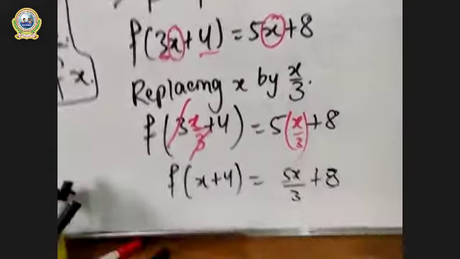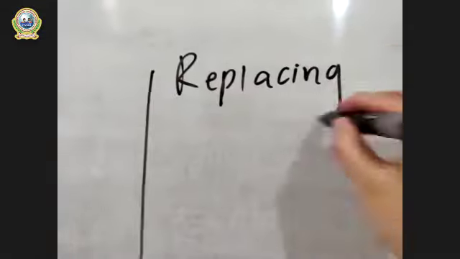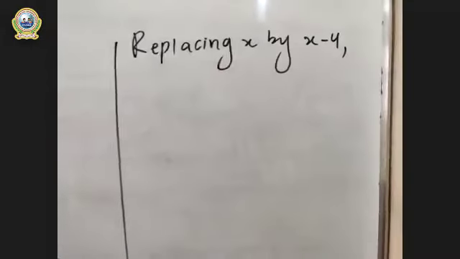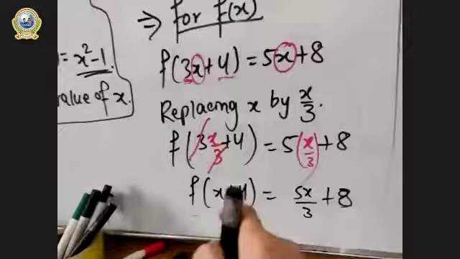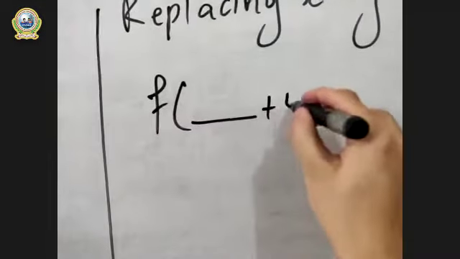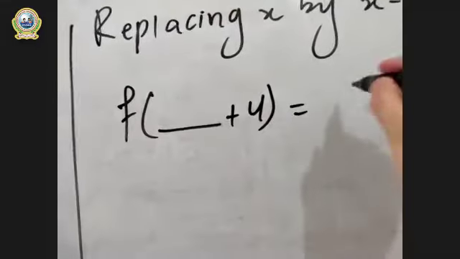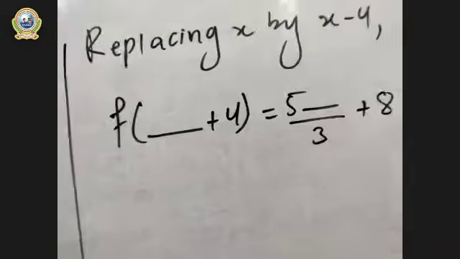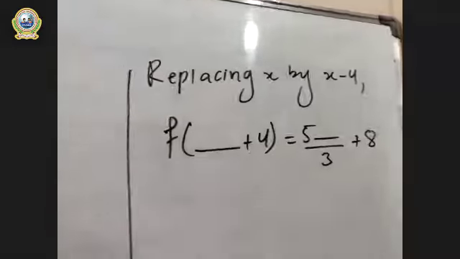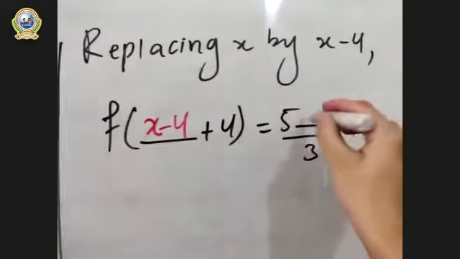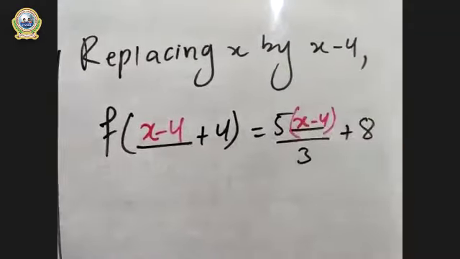So now do the further process. Now write it here, replacing x by x minus 4. Now you will get, look at here. Now here it will be f, this will be in place of x, right? x plus 4 is equal to 5x by 3 plus 8. This was our format, right?